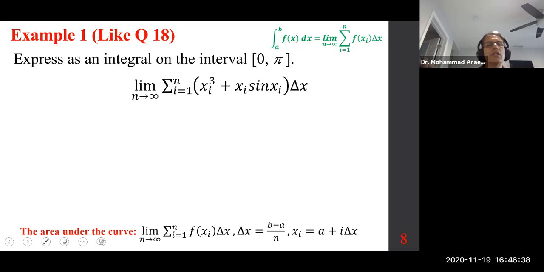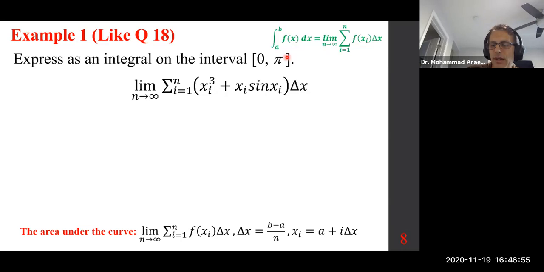In other words, what is it that we want to do, class? We want to get here. Take a look. We want to write this one, the integral of f of x dx. We need to know a, we need to know b. A is 0, b is pi. Are you with me? Delta x basically changes to dx. We need to know what's f of x.